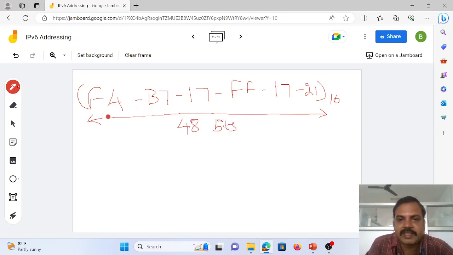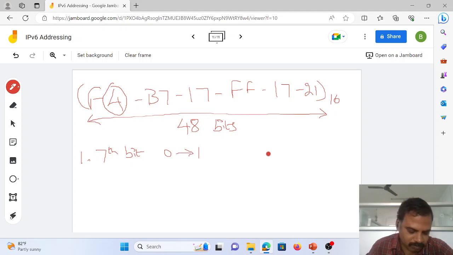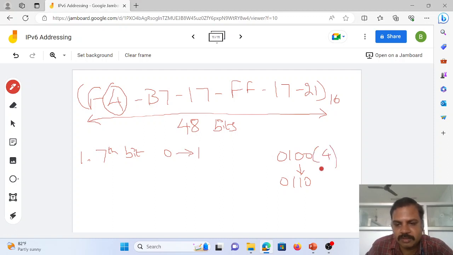So this F will be taking 4 bits, this 4 will be taking 4 bits, as we saw in the last problem. Now here also the first step is the same. Convert the 7th bit from 0 to 1. Where will the 7th bit be? It will be in this 4. What is the binary number of 4? 0 1 0 0. This is the 7th bit; if I change it, 0 1 1 0. The same logic as we saw in the last problem. So 4 becomes 6.